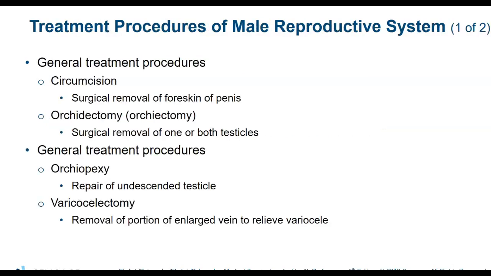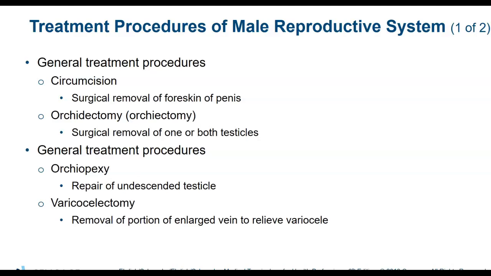Some general treatment procedures in the male reproductive system is the circumcision. And again, they're removing that foreskin on the penis. They usually do this a day after birth. In some traditions, it's actually a ritual that's done by a religious leader, and it's a celebration. So some of those things come into play as well.